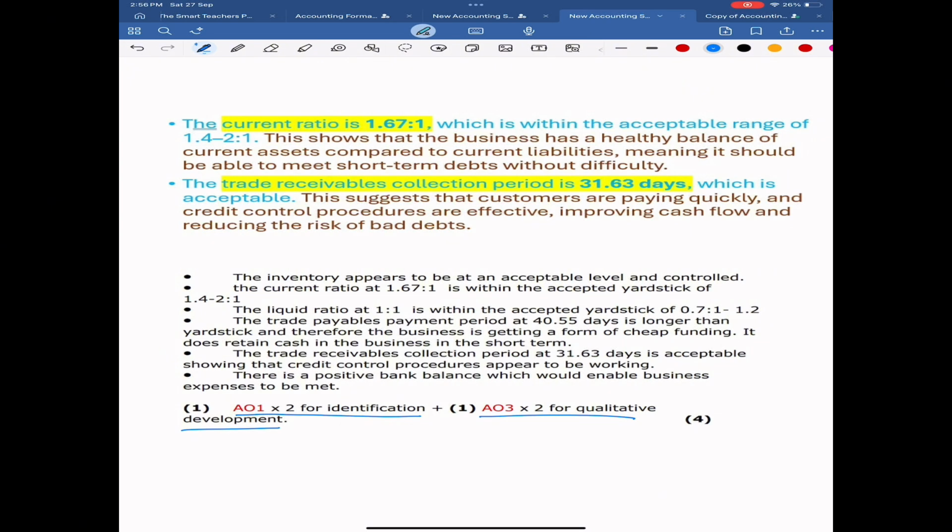I've attached the marking key so that you know there should be 2 identifications and a development, a qualitative development for each one of them. Application is highlighted in yellow.